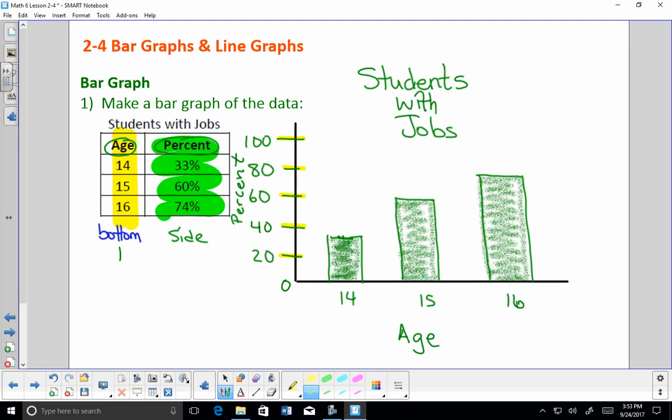You cannot just label the vertical axis, the axis that's going up and down, by the numbers that you have listed in your table. So that's how to make a bar graph, which you will do a lot in science, by the way.